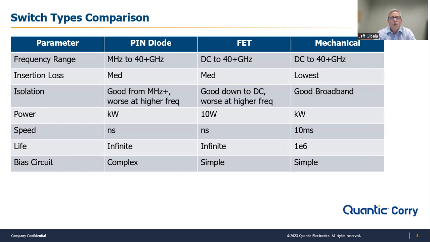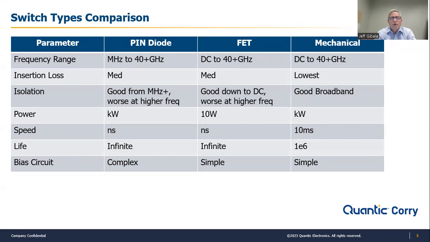In terms of power handling, the RF power that you could put into a mechanical switch or a PIN diode can be into the kilowatt range, while a FET-based switch will top out in the 10-watt range. The switching speed, the time that it takes for the switch to turn on or off a port, the PIN diode and the FET are very fast. They can be down in the nanosecond range, while the mechanical's relatively slow compared to that, in the 10 millisecond range.